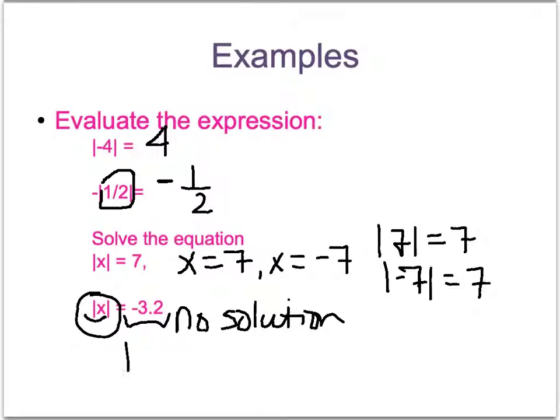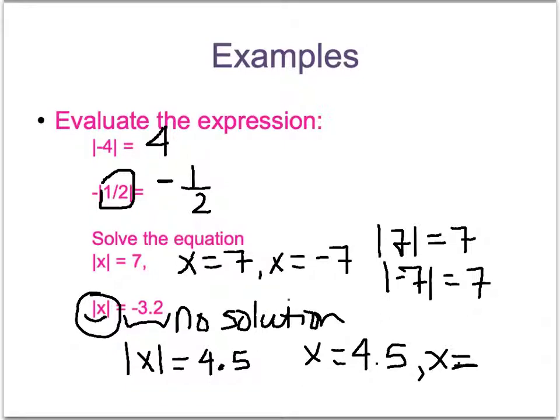So let's just try one more. What if I had the absolute value of x equals 4.5? Well, that means that x equals... So what this means is x could be positive 4.5 or x could be negative 4.5.